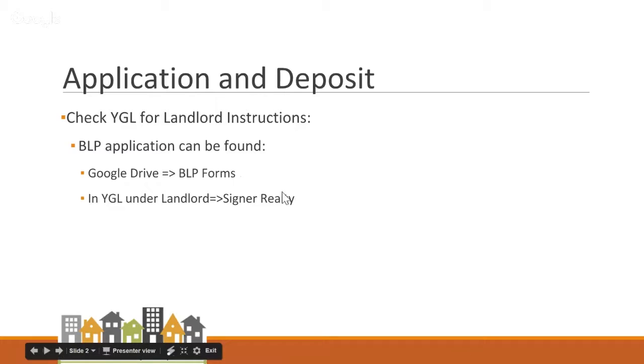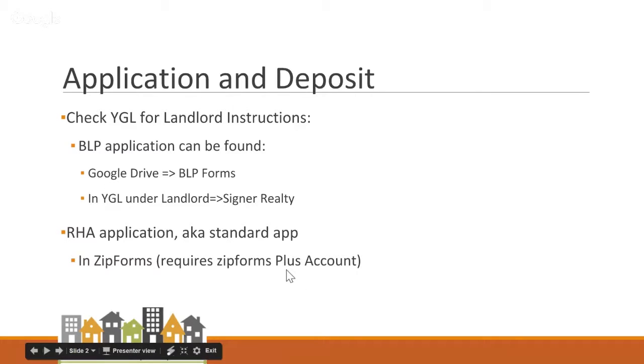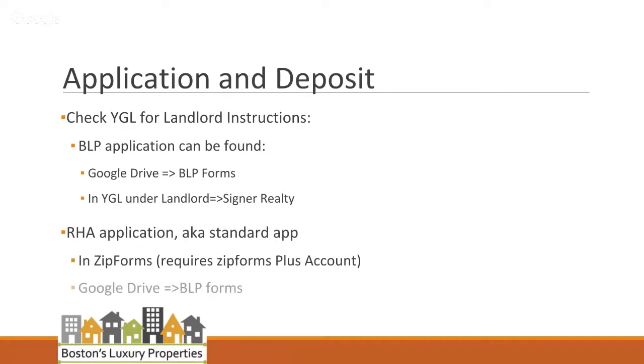However, if you're in the office or anywhere else, Google Drive, under the BLP office share and then BLP forms, the rental application will be there for you. The RHA application, or as a lot of people call it, the standard form application, can be found in Zip Forms. It does require a Zip Forms Plus account. You get that free with your NAR membership. You can also find an old copy of it in Google Drive. Some of the owners have forwarded us copies that they like to use.